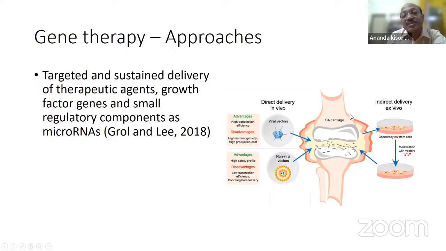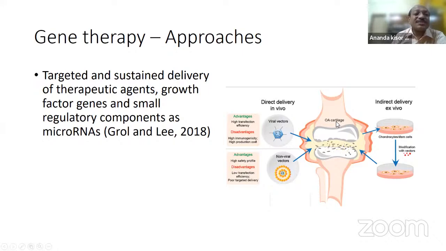This is a direct delivery system inside the joint. Or there is an indirect delivery. That means cells are taken from the synovium or the adipose tissue, where the mesenchymal stem cells are isolated, and the mesenchymal stem cells are infected with the help of the viral vector or the non-viral vectors, and these bioactivated mesenchymal stem cells can be inserted again inside the affected joints. So basically, this is gene therapy.